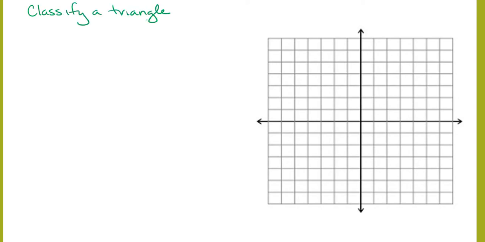So to classify a triangle, and we're going to classify right now as scalene, isosceles, or equilateral. Scalene means none of the sides have the same length. Isosceles means two of the sides have the same length. And equilateral means that all three sides have the same length.